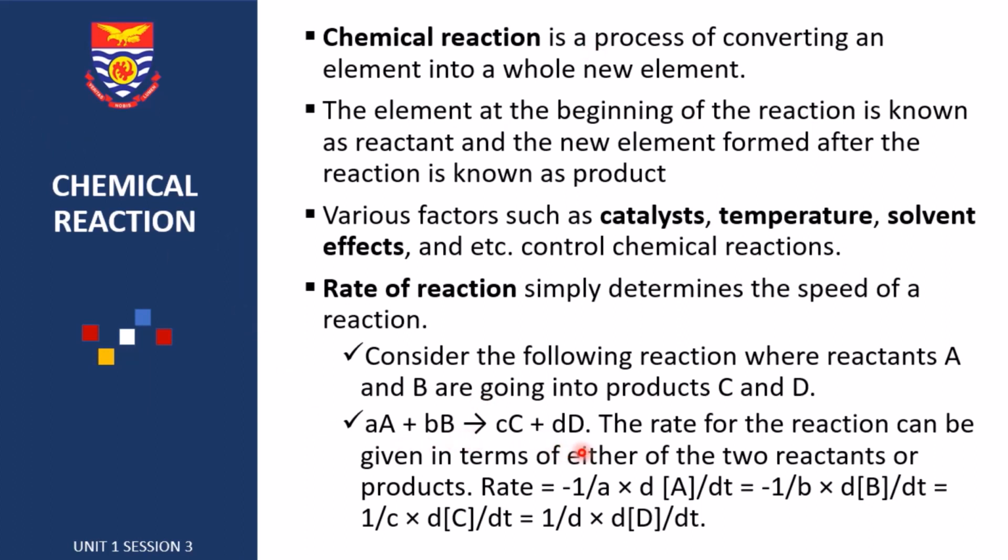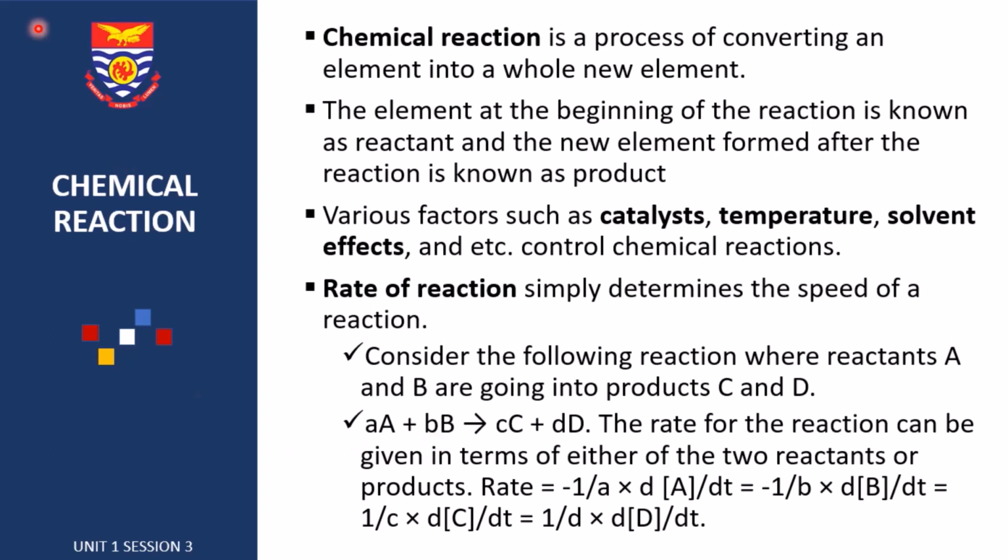With the reaction that we have here, A plus B going to C and D, the speed at which the reaction is occurring, that's the rate of the reaction, can be written in terms of the reactants A and B, or can be written in terms of the products C and D, where the rate at which A and B are being consumed or diminishing should be equal to the rate at which C and D are being formed.